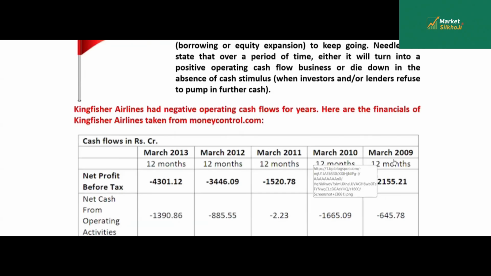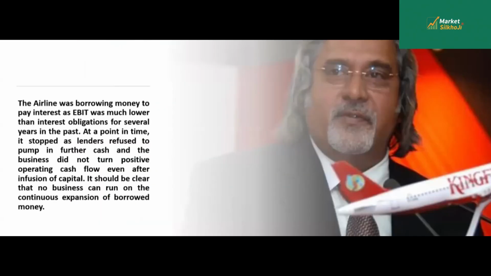For example, you can see from 2009 to 2013 is where they went bankrupt. But from 2009 itself, you can see cash flow from operations is negative. Net profits of the business are also negative. Like I already said, in the absence of cash, you cannot run the business. And how did Kingfisher Airlines at least survive during that period?